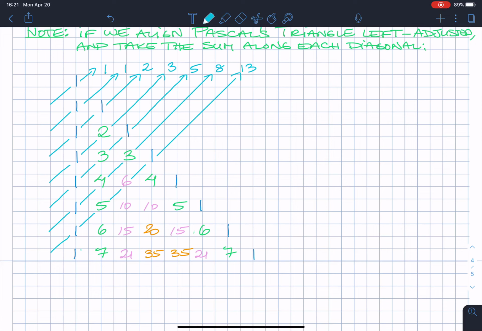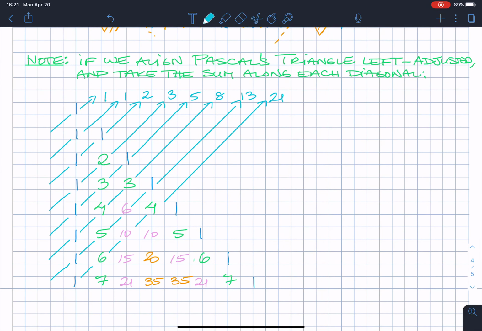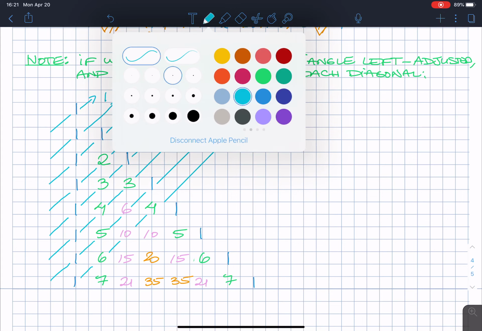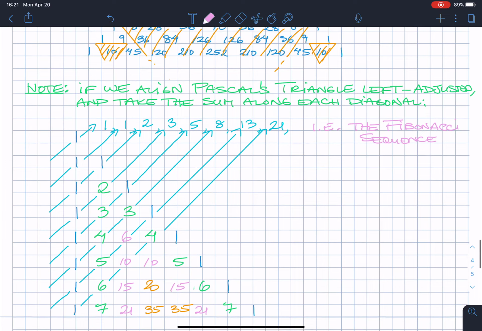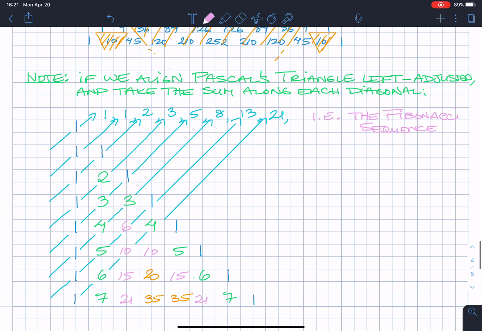And finally, since I don't have much room, what do we have here? We have 6 plus 4 plus 10 plus 1, that's 21. So look, this is the Fibonacci sequence: 1, 1, 2, 3, 5, 8, 13, 21. Which is kind of cool, because that's another sequence, something we've seen before, hidden within Pascal's triangle.